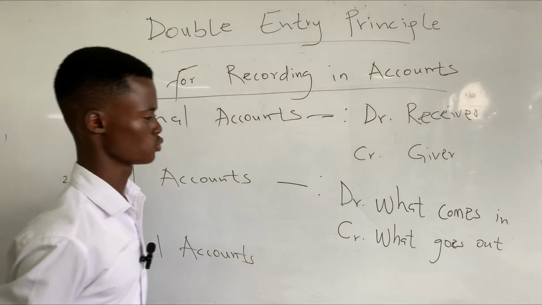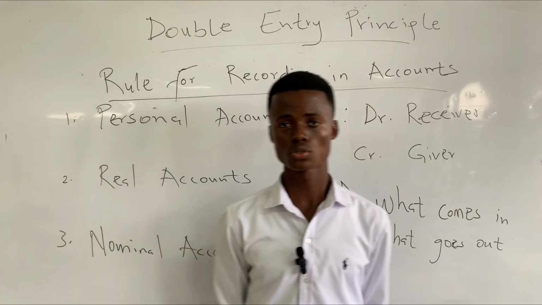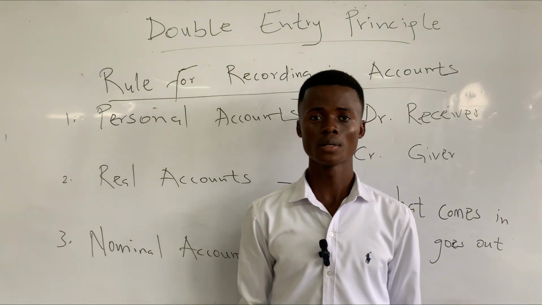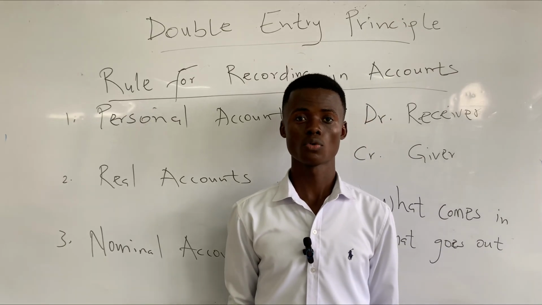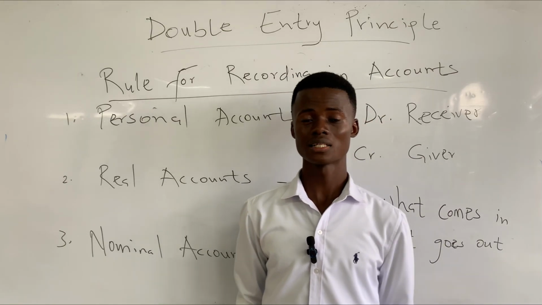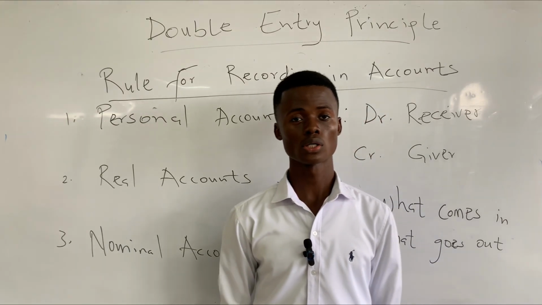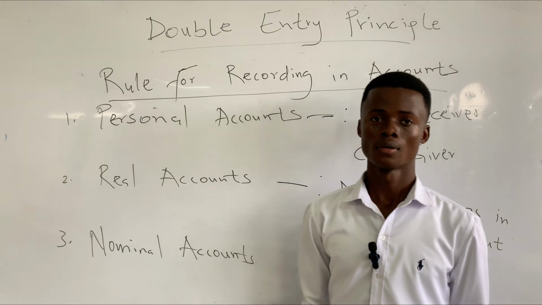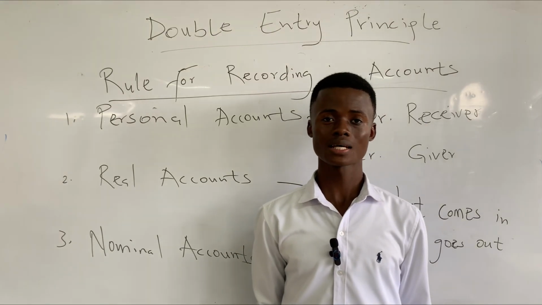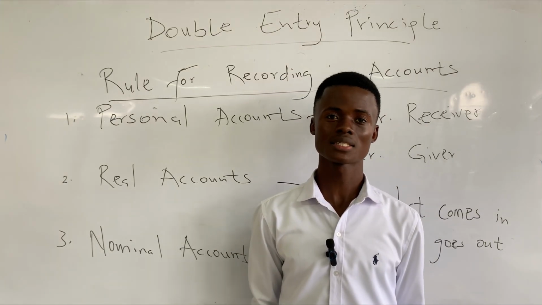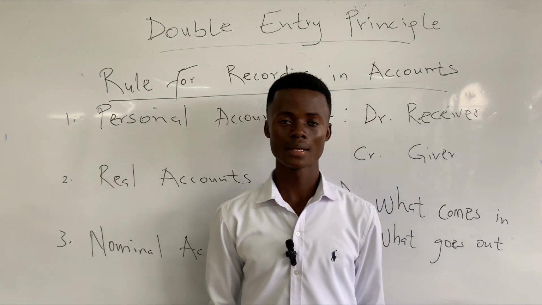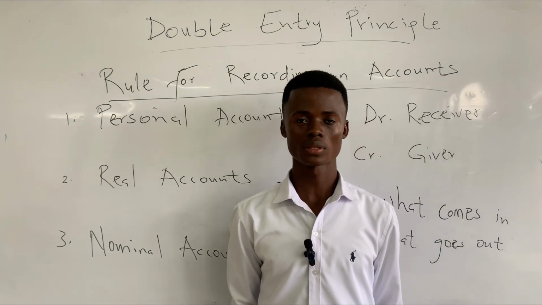Under the nominal accounts too, we said that the nominal accounts keep records of the intangible items, and examples of intangible items are expenses, revenue, losses, and gains. Bear with me, there is no such expense that is tangible or that can be seen and touched, nor is there any revenue that can be seen or touched.